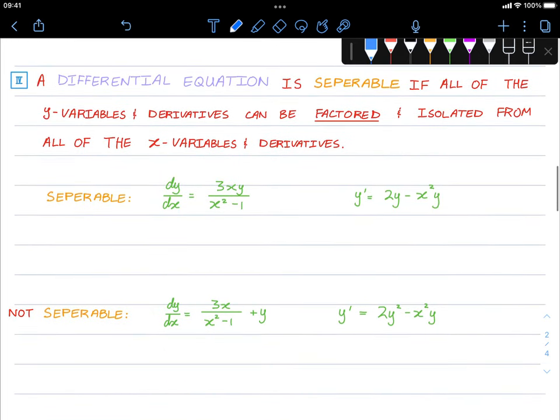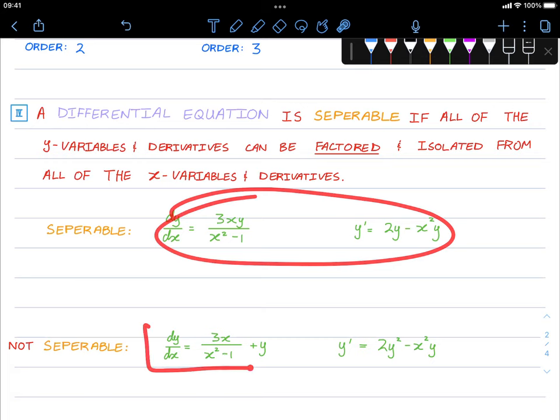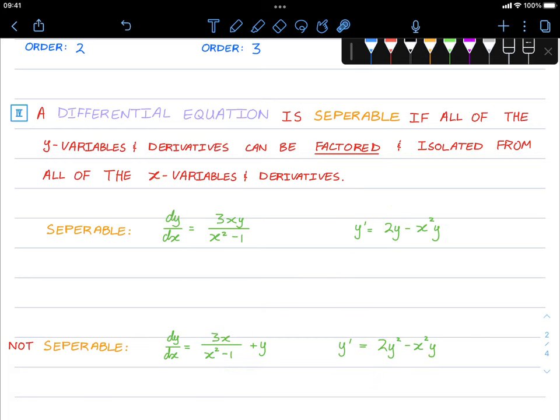The fourth point: a differential equation is separable if all of the y variables and derivatives can be factored and isolated from all the x variables and derivatives. This one's a little bit trickier, so I'll just demonstrate here. So these two are separable and these are not. I'll demonstrate to you why.